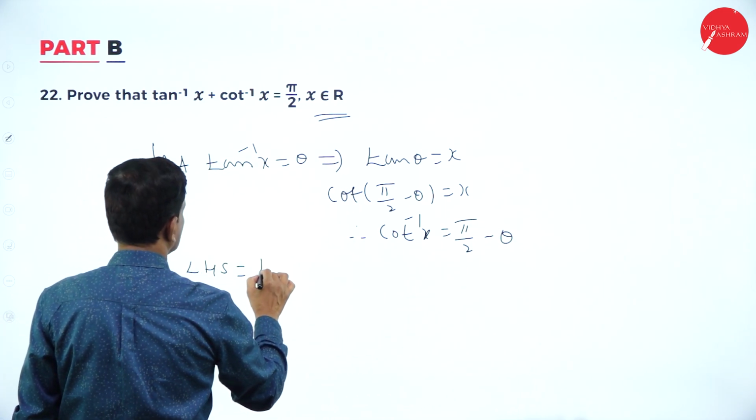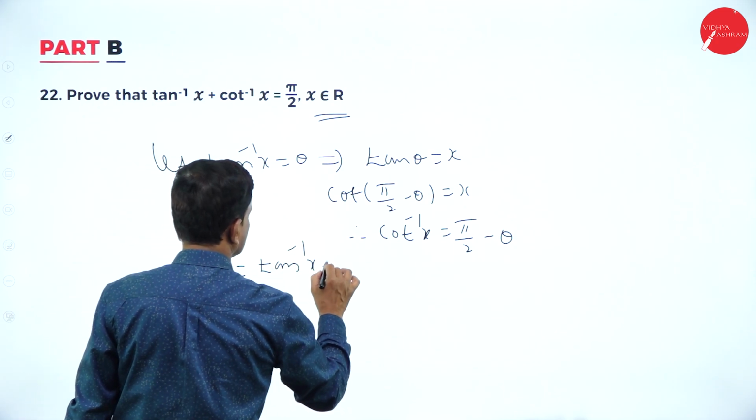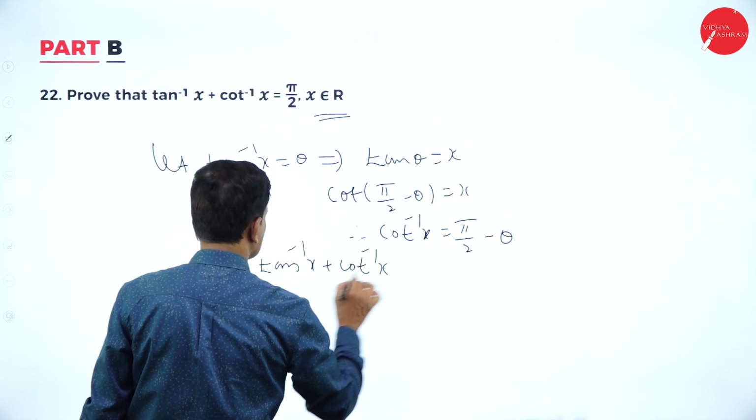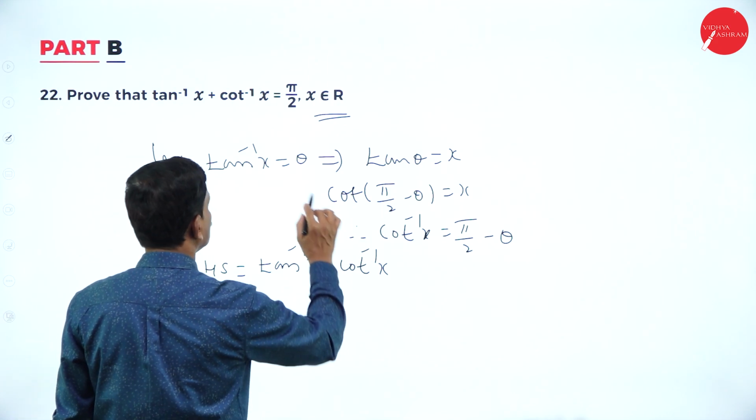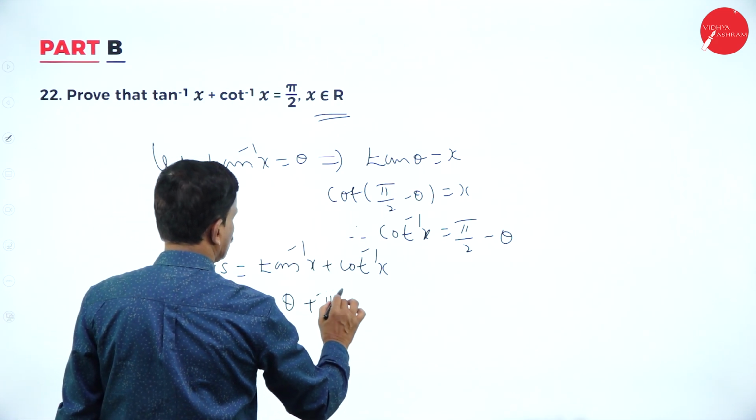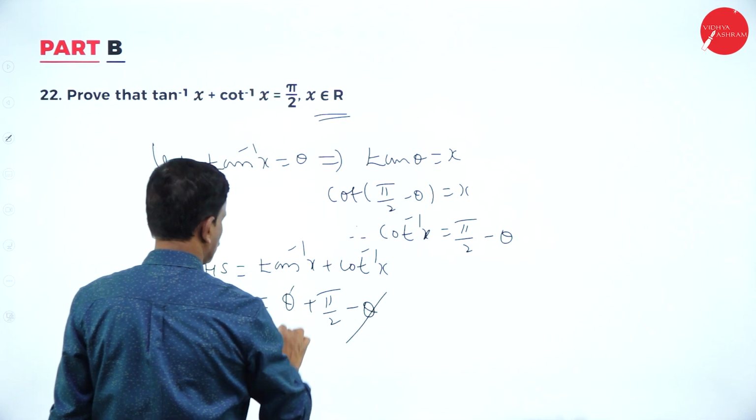Take the LHS, tan inverse x plus cot inverse of x. What is tan inverse x? Tan inverse of x is theta. Cot inverse x is pi by 2 minus theta, plus theta.